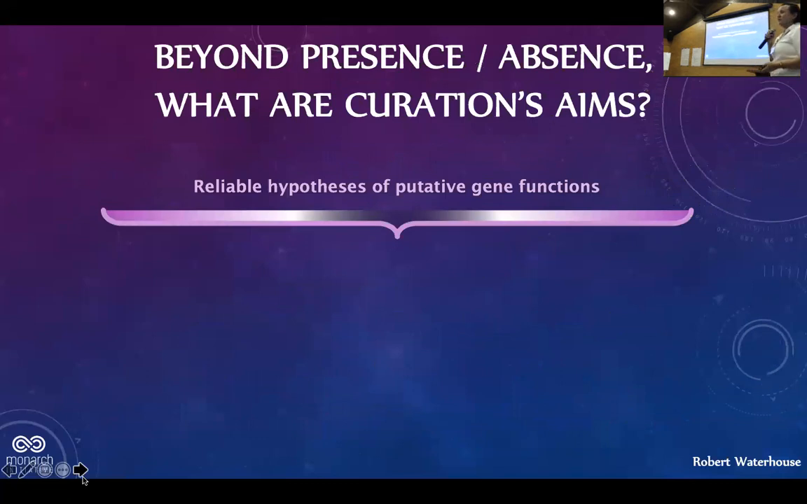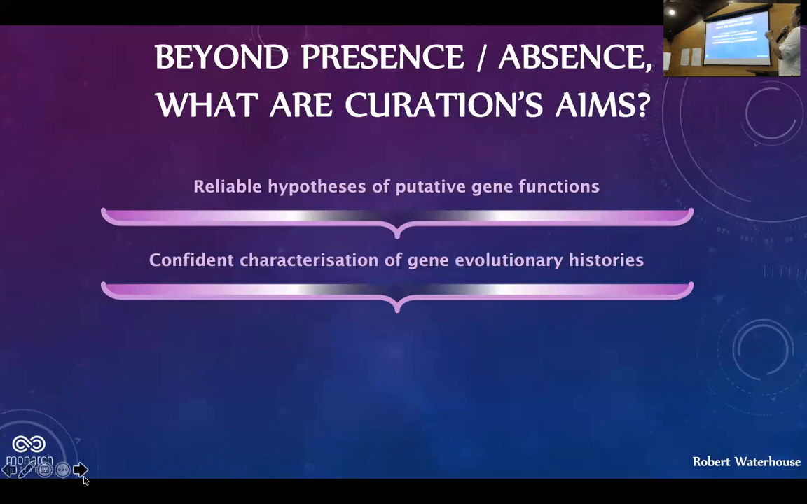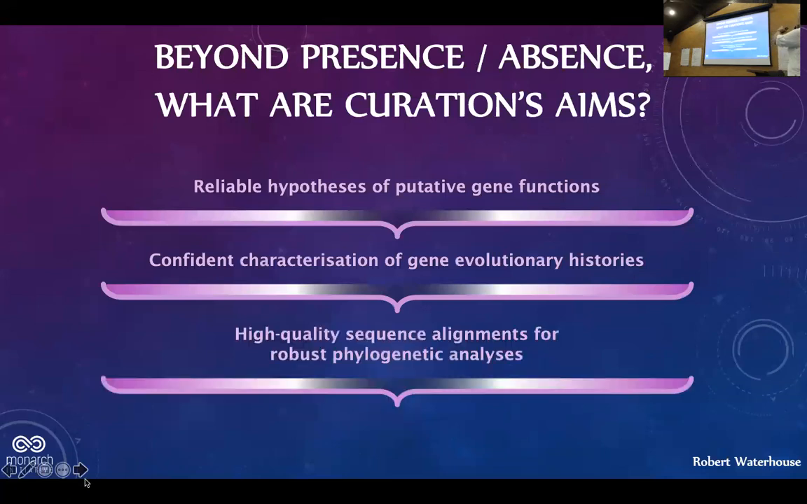So beyond this issue of is the gene there or not, what are the aims of curation? We want to have reliable hypotheses of the putative gene functions that we're asserting for our papers and just in general for our work. And this relies on a confident characterization of the gene evolutionary histories. And this itself relies on having high-quality sequence alignments for robust phylogenetic analysis. And all of this actually hinges on our ability to have complete and accurate gene model annotations. So at the base of answering your questions with certainty is having good gene models to be able to answer those questions.